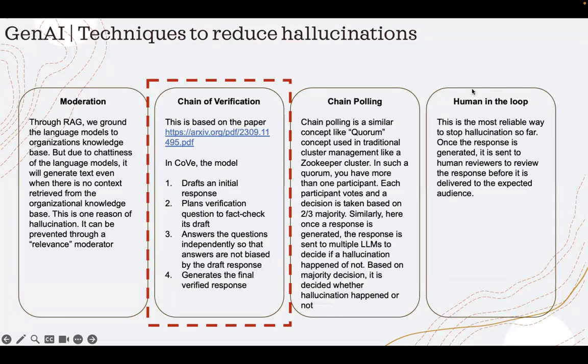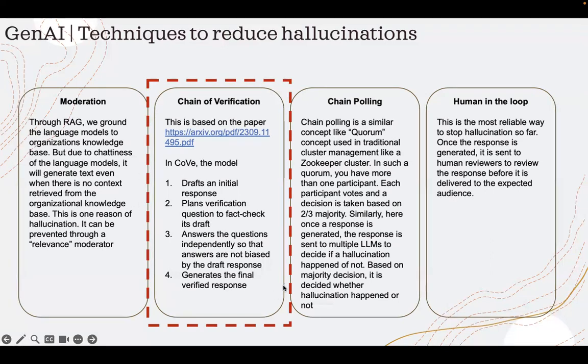The last but not the least, human in the loop, HITL. This is the most reliable way to stop hallucination so far. Once the response is generated, it is sent to human reviewers to check if there is any hallucination. I intend to take a deep dive on each of them separately, but today we are going to talk about chain of verification.